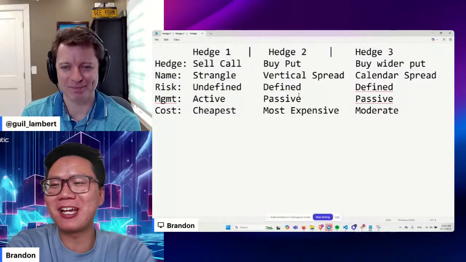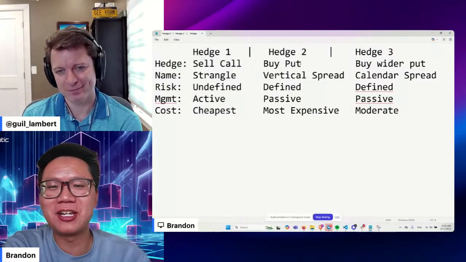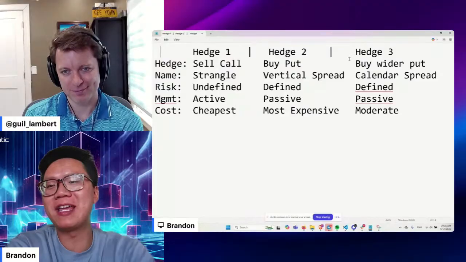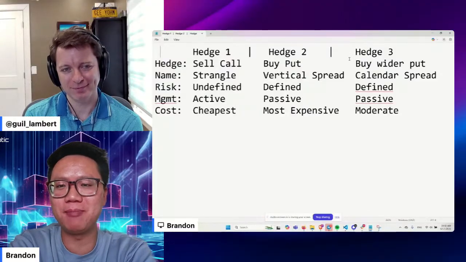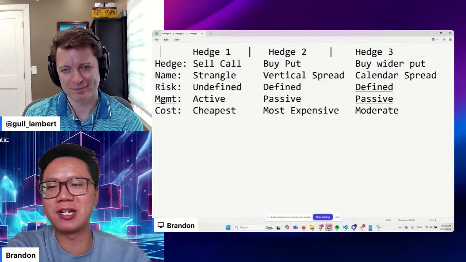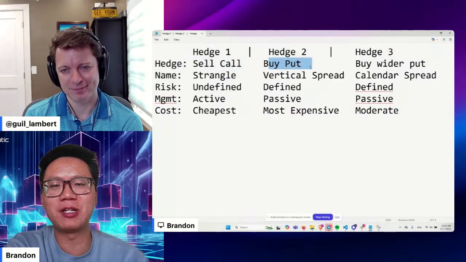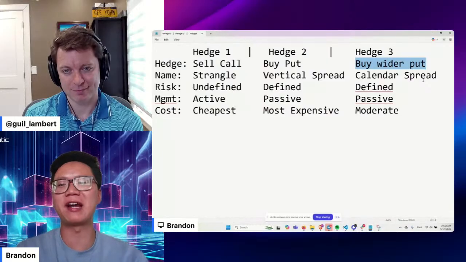So we showed three hedges here, and each hedge was a different way of hedging your Uniswap LP position. In the first one, you sold a call. In the second one, you bought a put. And in the last one, you bought a put that had a wider price range.